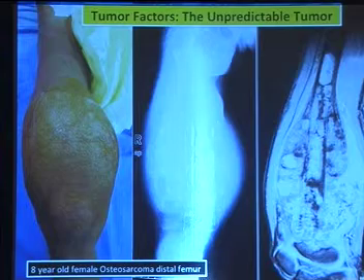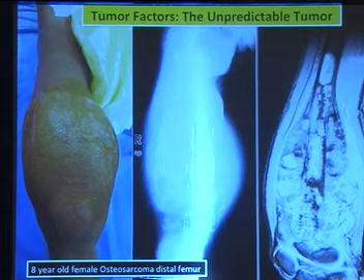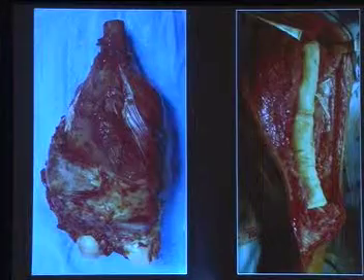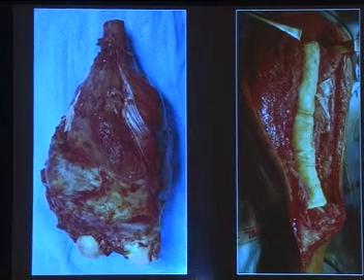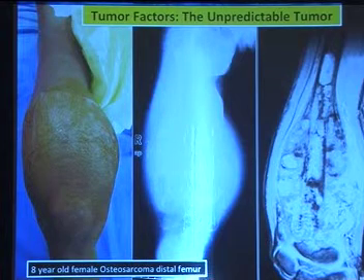Now, there are certain unpredictable tumors. This is an 8-year-old female with osteosarcoma of the distal end of the femur, and the tumor was taken out, but we did not do a reconstruction. Why? Go back and you see this was a huge tumor.